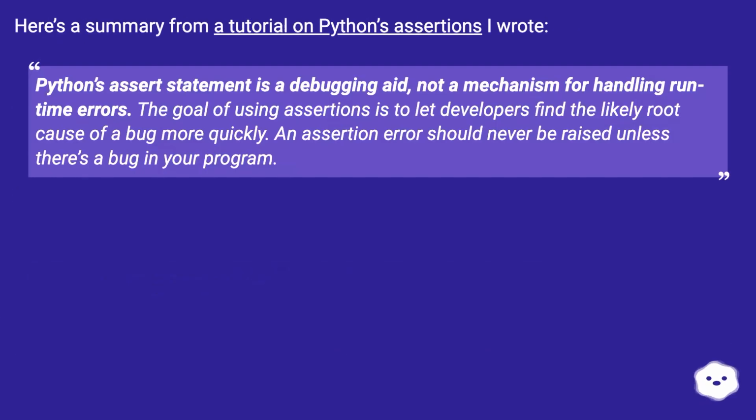Here's a summary from a tutorial on Python's assertions I wrote. Python's assert statement is a debugging aid, not a mechanism for handling runtime errors. The goal of using assertions is to let developers find the likely root cause of a bug more quickly. An assertion error should never be raised unless there's a bug in your program.